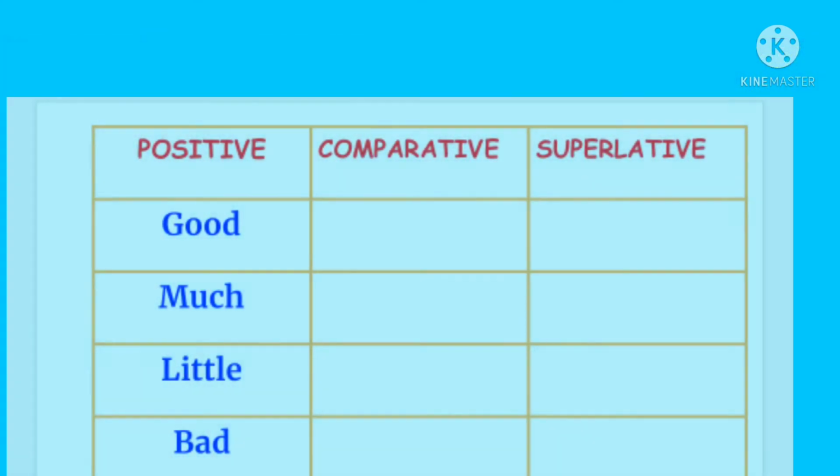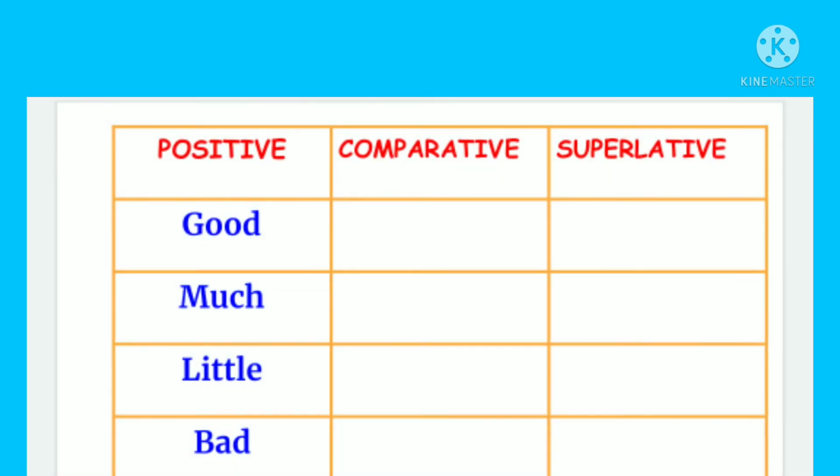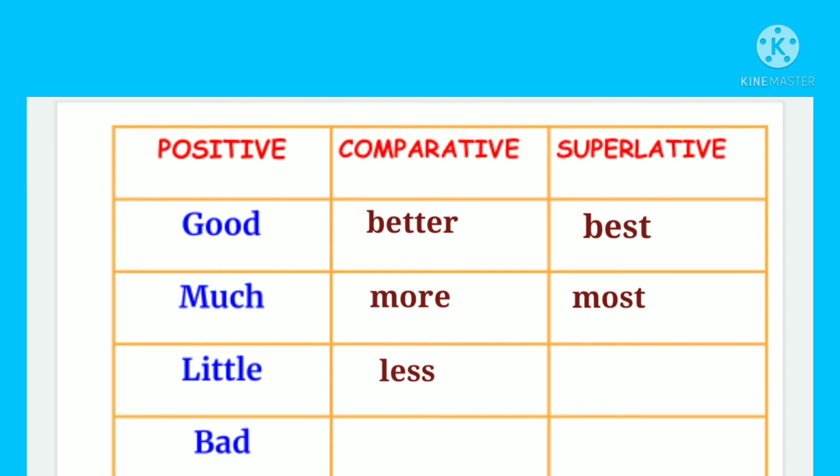Okay. For example, look at these four positive degrees, that is good, much, little and bad. So here the comparative degree of the adjective good is better and the superlative degree is best. The comparative degree of the adjective much is more and the superlative degree is most. The comparative degree of the adjective little is less and the superlative degree is least. And the comparative degree of the adjective bad is worse and the superlative degree is worst.